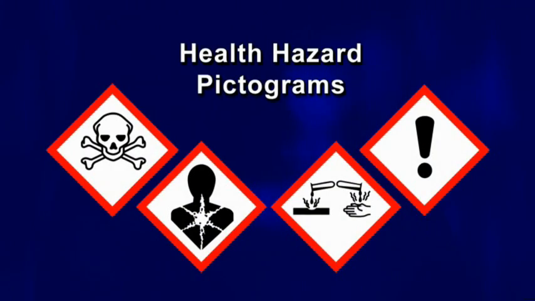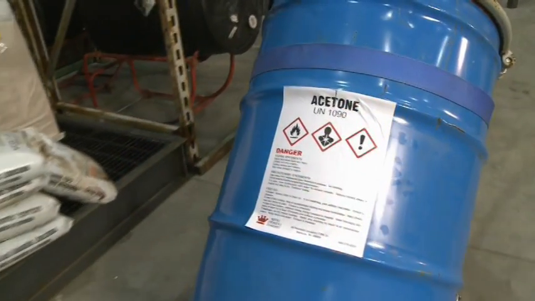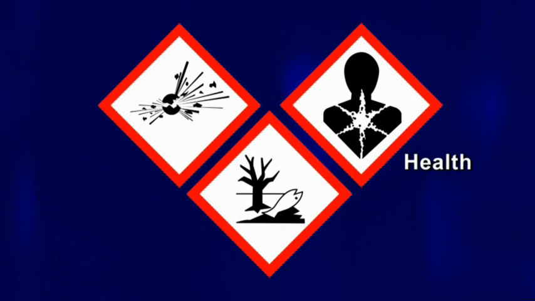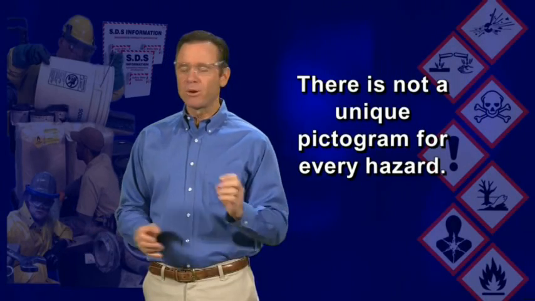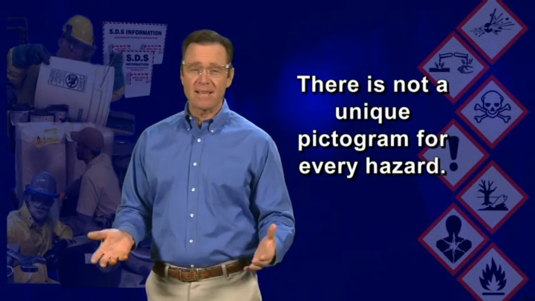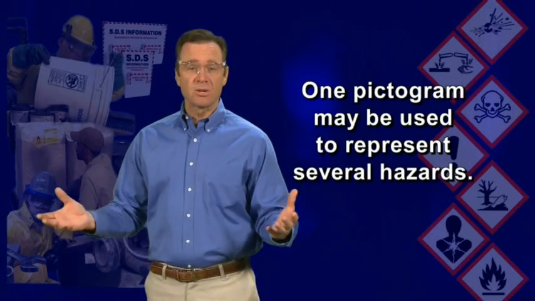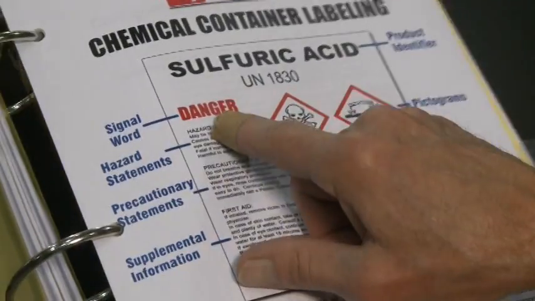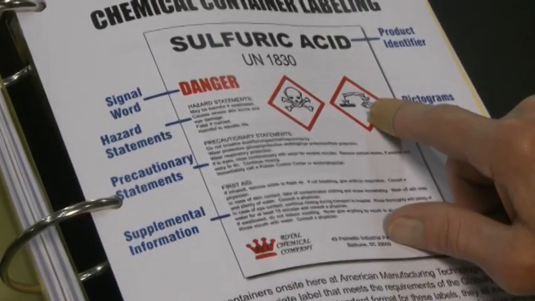Pictograms are standardized graphics, sometimes called harmonized hazard symbols, which are assigned to a specific hazard class or category. Pictograms on a GHS label may convey health, physical, or environmental hazard information. However, keep in mind that there is not a unique pictogram for each individual hazard within each class. In other words, one pictogram may be used to represent several hazards within a class. We will now briefly explain the meaning of the pictograms you may see on a chemical label or safety data sheet.